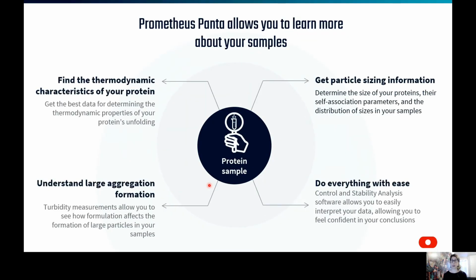So with Prometheus Panta, thermodynamics can be characterized by monitoring protein unfolding. Large aggregation formation can be better understood through turbidity measurements, and now particle sizing can be assessed with the addition of the DLS optics. And all this information is easily obtained and analyzed using our control and stability analysis software.